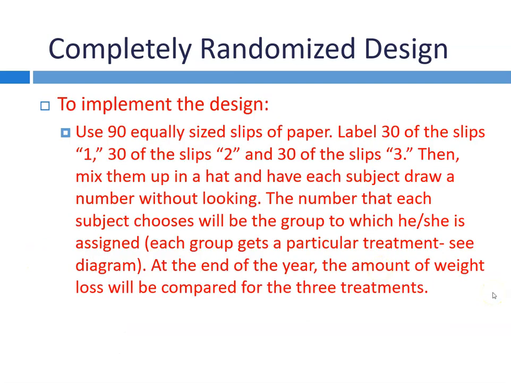All right, hopefully you've paused and now we can take a look at the design that we've described. We would use 90, in this case, equally sized slips of paper. I'm going with the slips of paper route here. Label 30 of them 1, 30 of them 2, and 30 of them 3. Mix them up in a hat and have each subject draw a number without looking. That number is going to be the group that they're assigned to. Then each group is going to get a particular treatment, which I'll show you in the diagram. And then at the end of the year, the amount of weight loss will be compared for the 3 treatments.